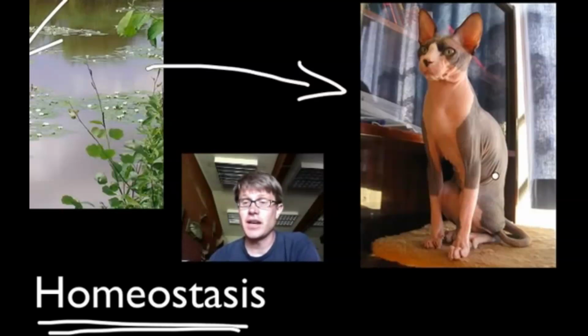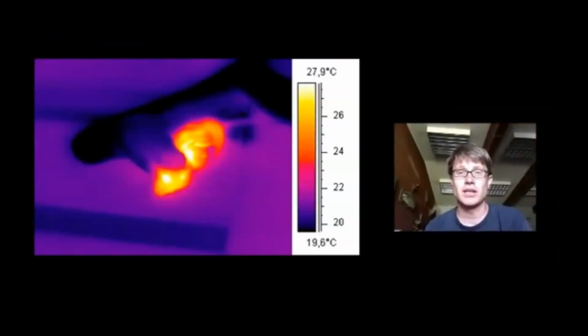Now, a hairless cat doesn't have hair, and so it's actually hard to maintain its internal body temperature, and so you don't want to let them go outside on their own. They'll often put a coat on so they can maintain that.